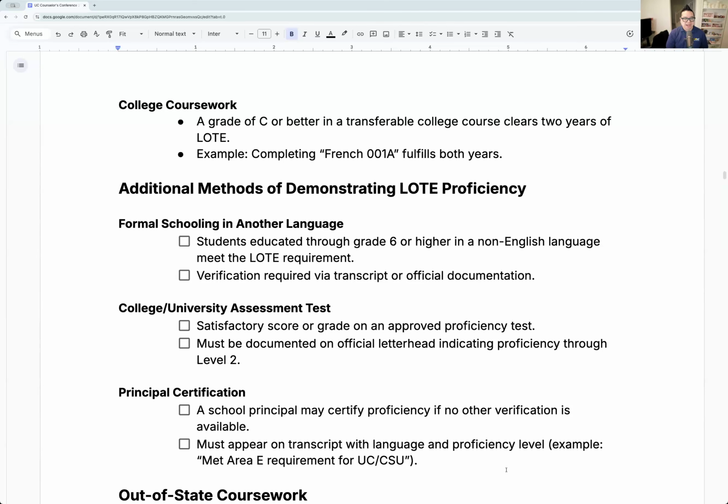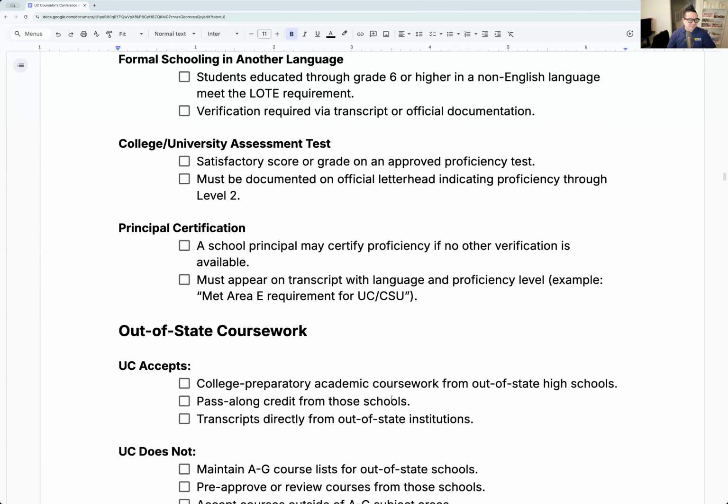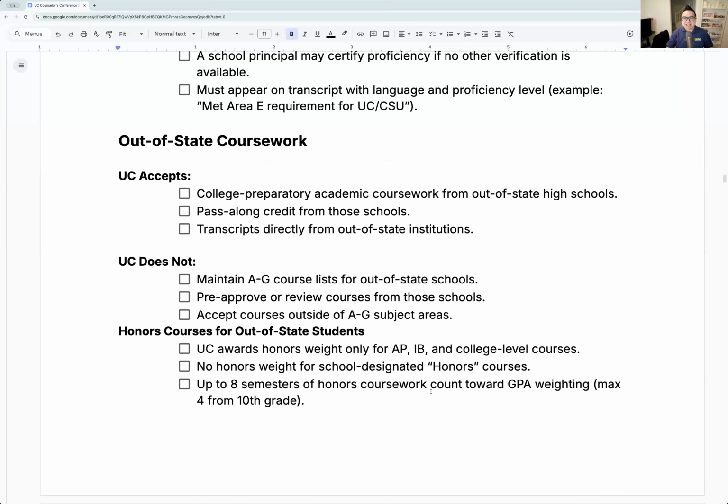You can do school another language if your school offers that. If they have documentation, you can use that. If you take a university test on it, again, official thing there, you're good. If a principal can certify it, if your principal says you're good, then you're good as well, right? Out of state, for those who are not California residents, everything gets sent straight as well.